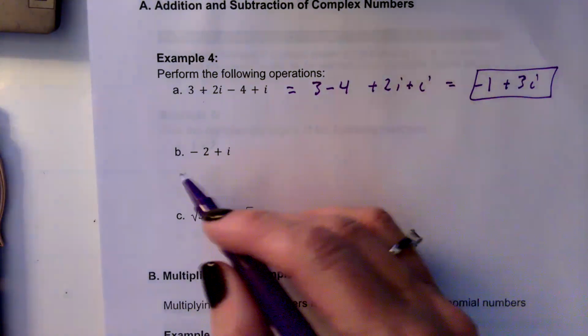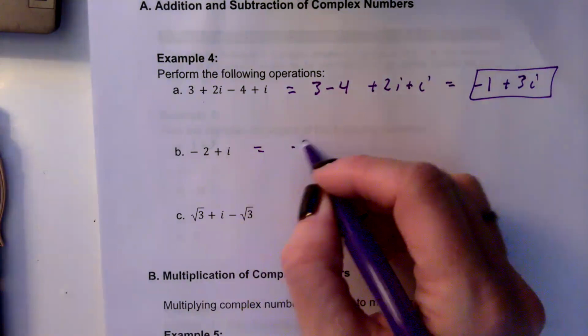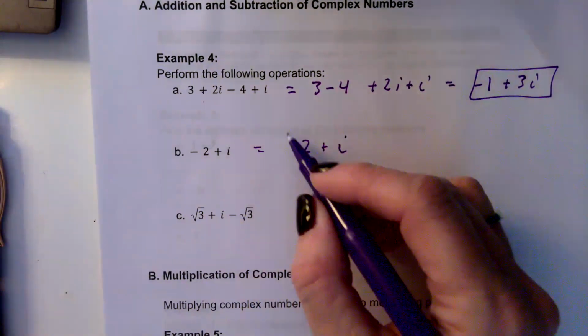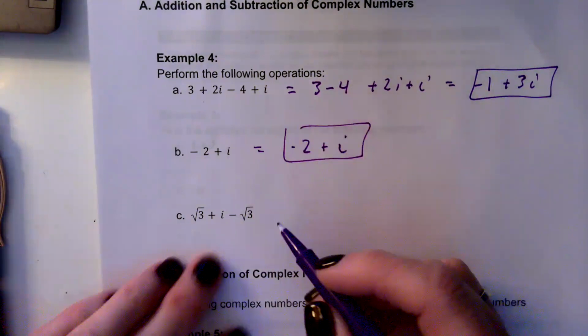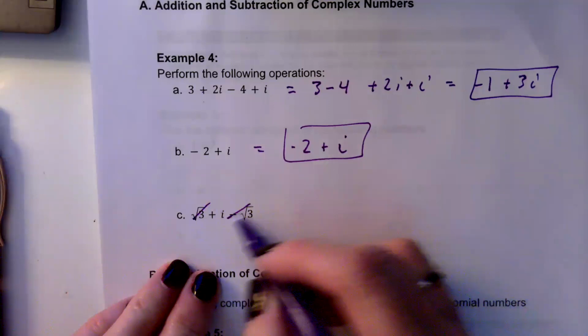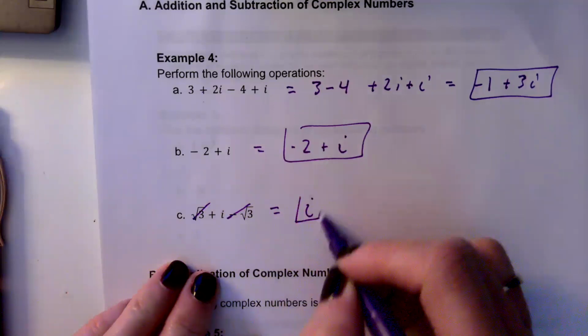And then here we have only just the -2 plus i, because that's all that's there. And then here we have a square root of 3 and a minus square root of 3. So those cancel each other out and we just have i.